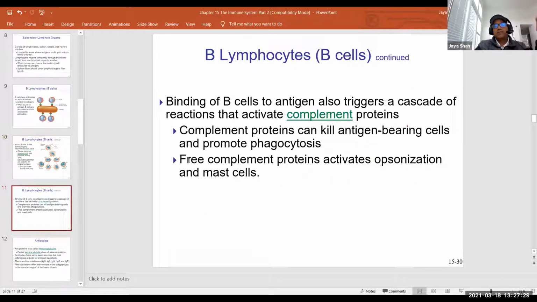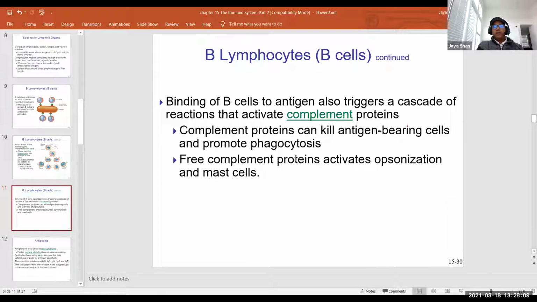So binding of B cell antigen also triggers a cascade of reactions that activate complement protein. Complement proteins are proteins like enzymes in our plasma. When they get active, what do they do? They make a complex of complement and attach to the bacteria cell wall, make holes in the bacteria cell wall and kill the bacteria. Okay, so complement protein can kill antigen bearing cells and promote phagocytosis. So who bears the antigens? The bacterial cell or microorganism.